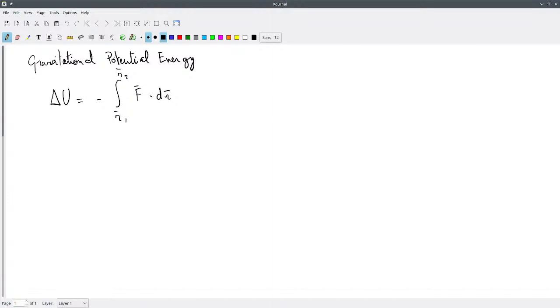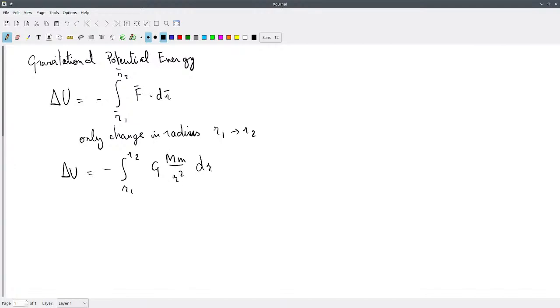In this case, if we only have a change in radius from r1 to r2, then that integral for delta U becomes minus the integral from r1 to r2, where the force is G times M m over r squared, dr. And there's a minus sign because the direction of the force is towards the lower radius, and we're going to assume that r2 is greater than r1.